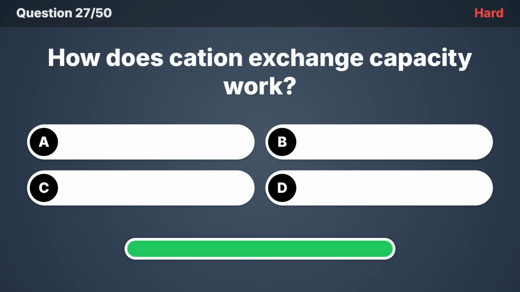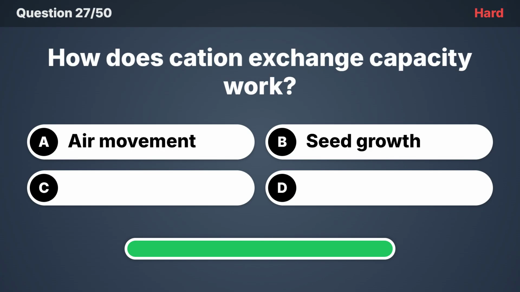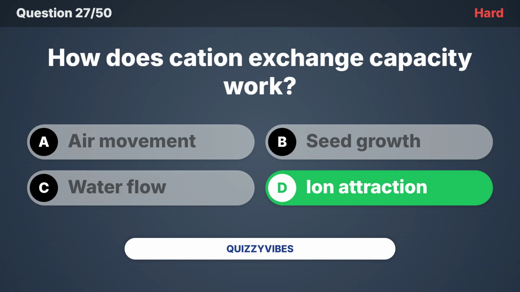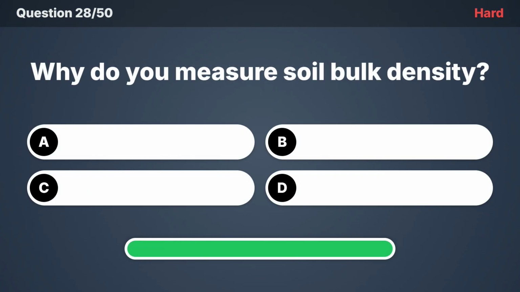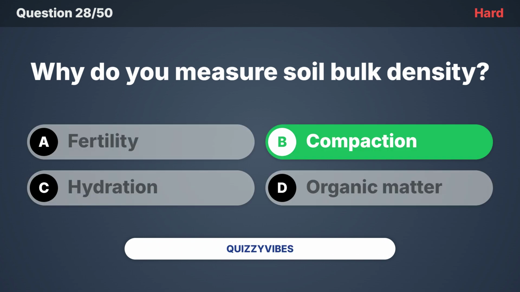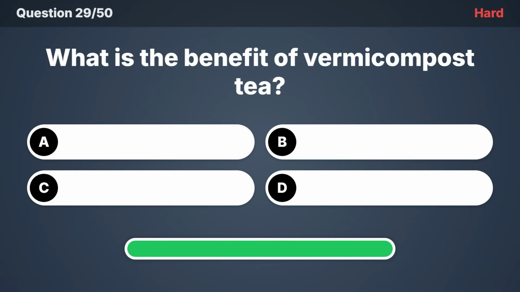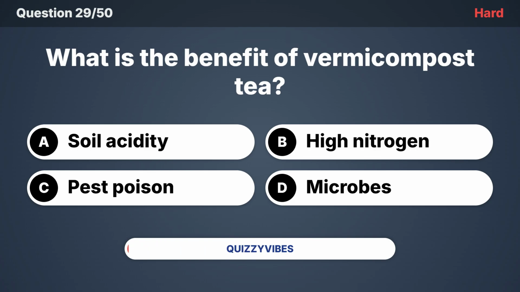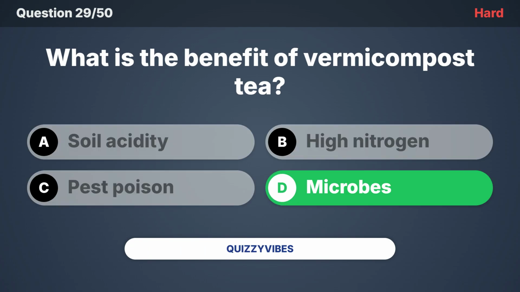How does cation exchange capacity work? The correct choice is ion attraction. Why do you measure soil bulk density? Answer, compaction. What is the benefit of vermicompost tea? Here is the answer. Microbes.